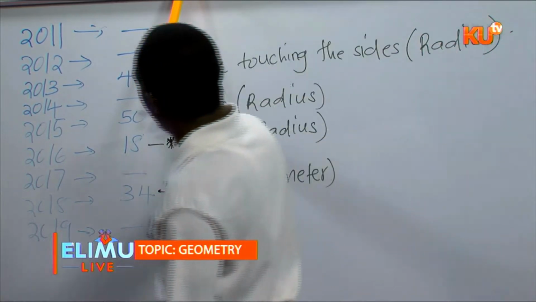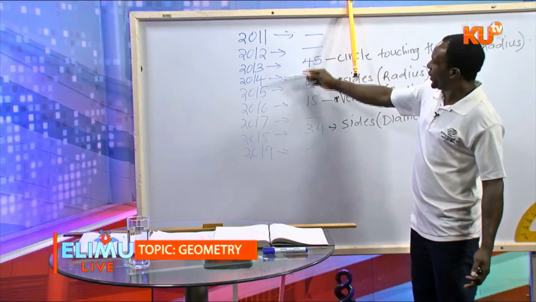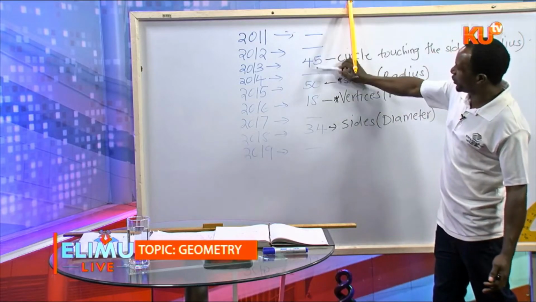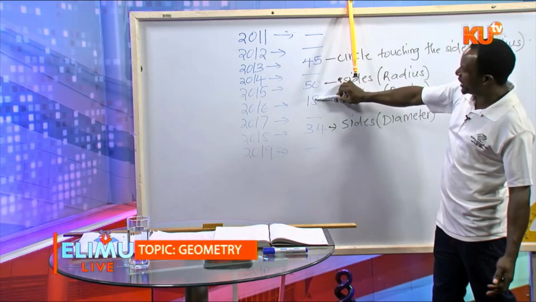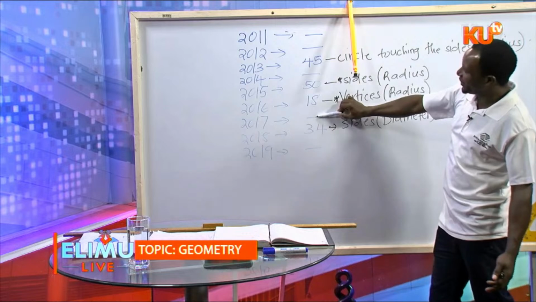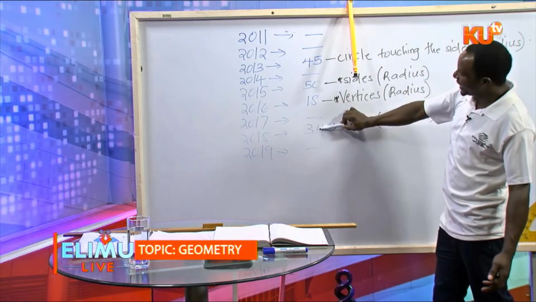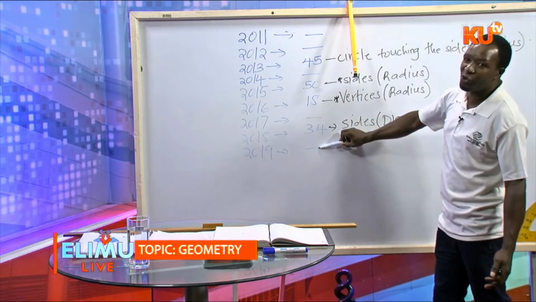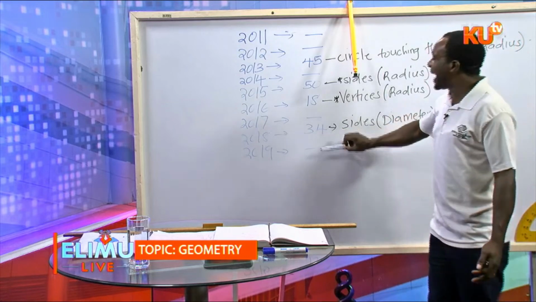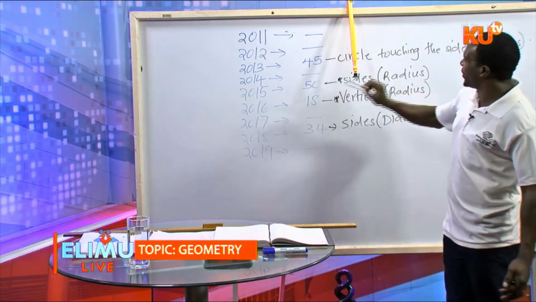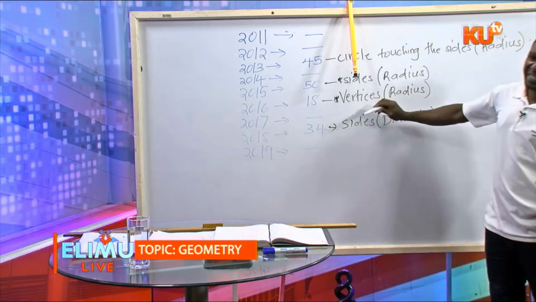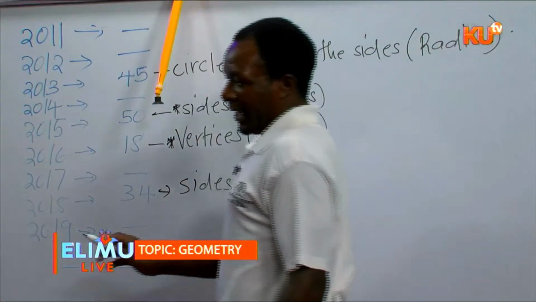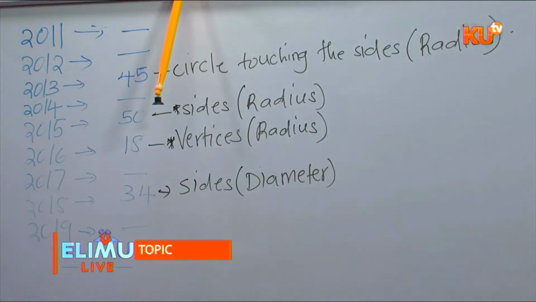If you look from 2013, there was a question, 2014 no. 2015 there was a question, 2016 there was a question, 2017 no. 2018 there was a question, 2019 no. So in 2020 we are expecting to get a question on circle touching the sides or circle touching the vertices. So I will go to my first question.